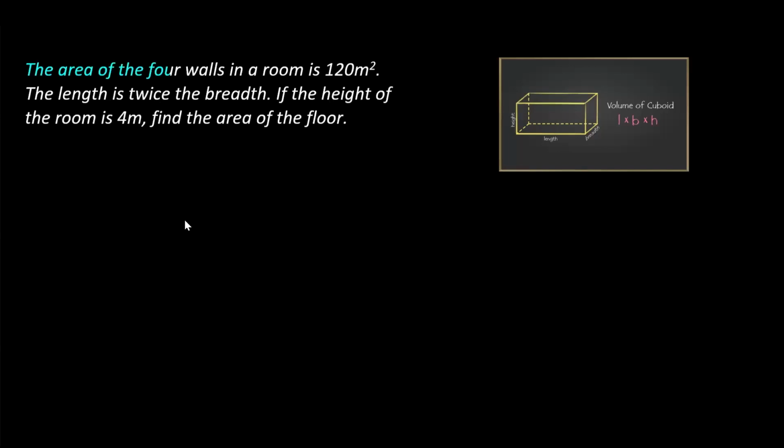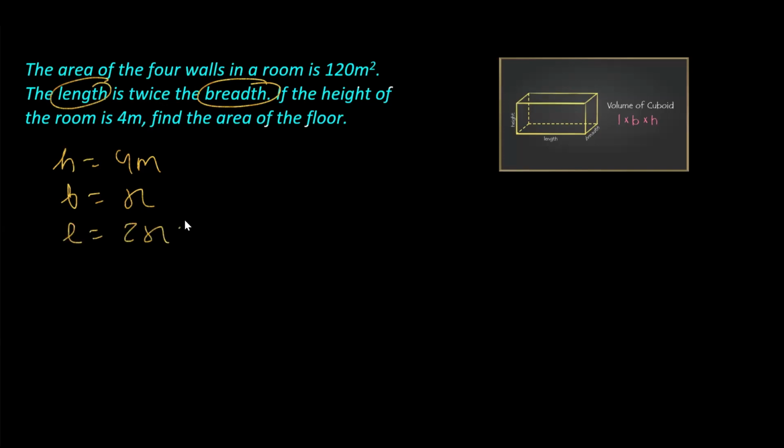In this question, it says the area of 4 walls in a room is 120 meters square and its length is twice its breadth. Further, it says the height of the room is 4 meter. What we have to find out is the area of the floor. So what we know, number one, is the height, 4 meter. And if I take the width or the breadth as x, then its length will be twice the width.